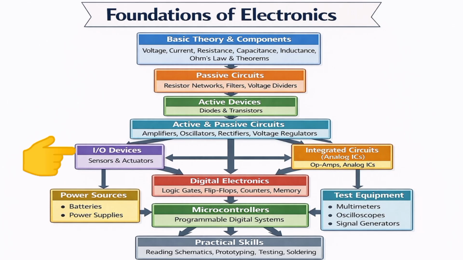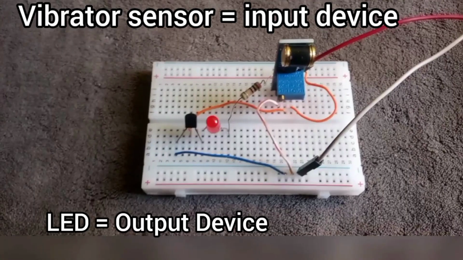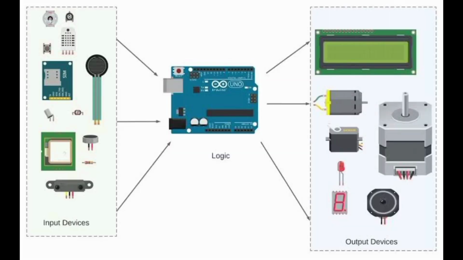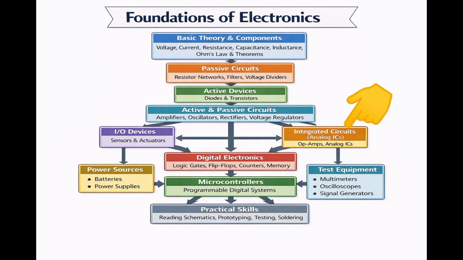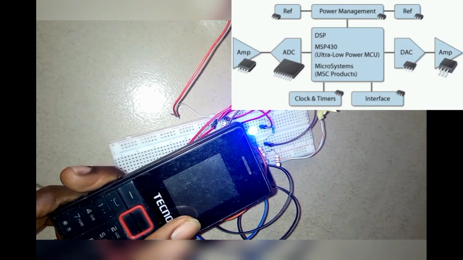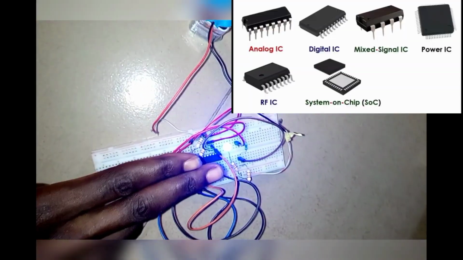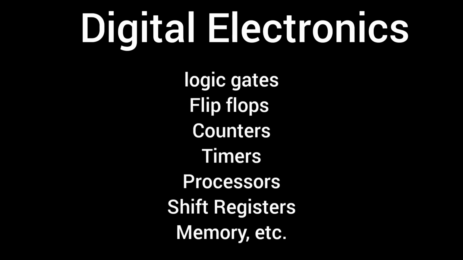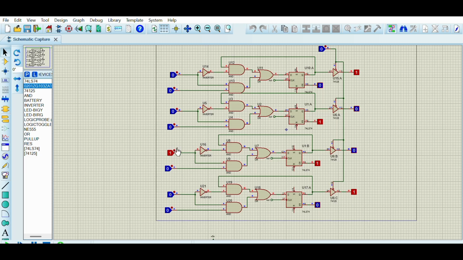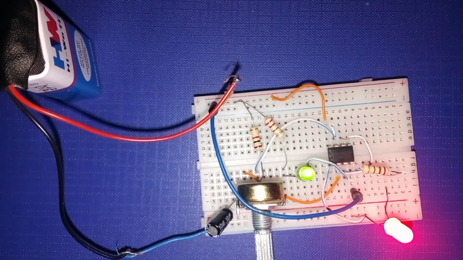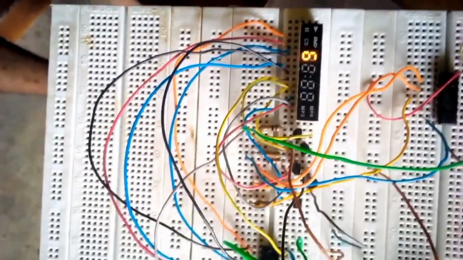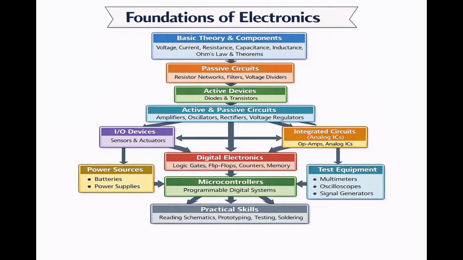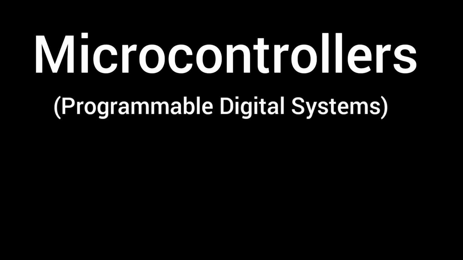All right. Along the way, you learn about input and output devices, and this is the part that allows circuits to communicate with the real world. After that comes integrated circuits, both analog and digital, and they help to simplify complex designs into tiny chips. Next on our flowchart is to move into digital electronics. Digital electronics introduces you to logic gates, flip-flops, counters, memory, processors, and the conversion that happens between analog and digital signals. Once you understand digital systems, you are ready for microcontrollers.